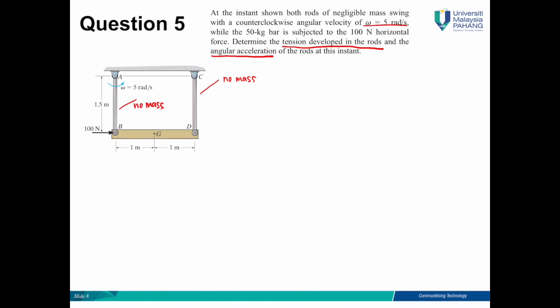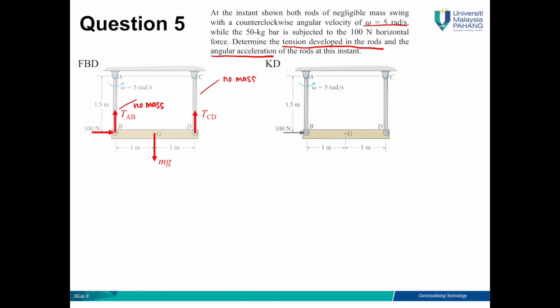All right. So we start with the free body diagram. There will be a weight pointing down from the center of gravity, point G, and there will be two tensions developed: the tension at rod AB as well as the tension at CD. And there's a 100 Newton applied force on the left hand side of the bar. So this will be the free body diagram of this problem. Next we move on to the kinetic diagram.